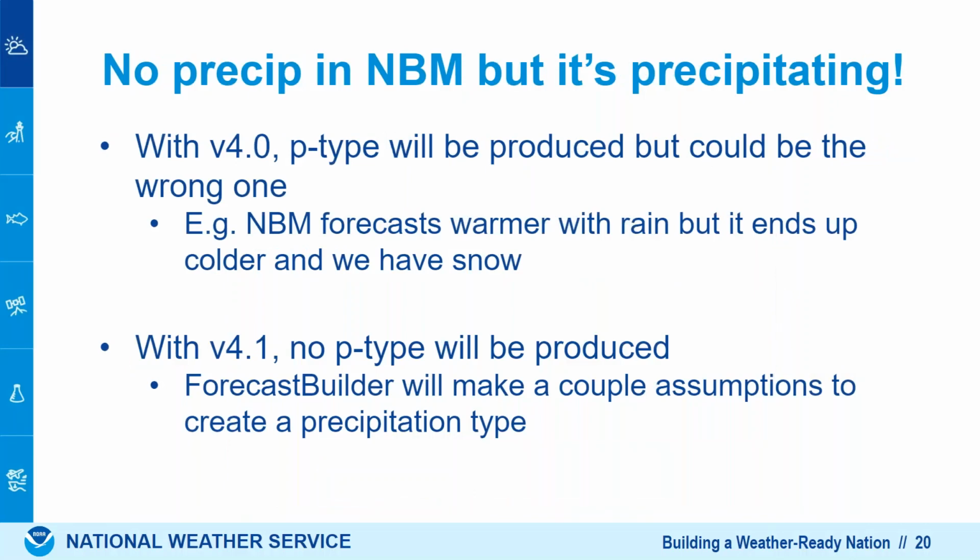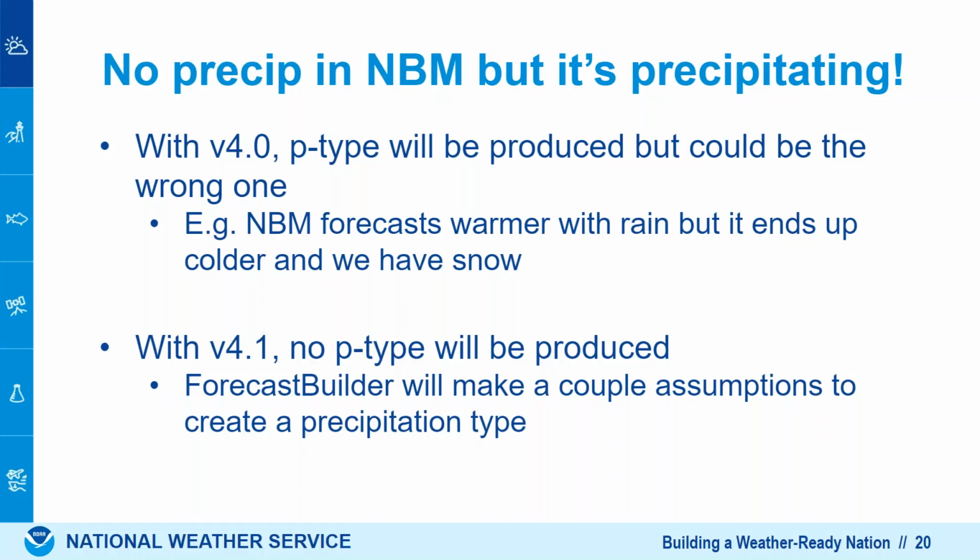Another item here is that this has different issues between 4.0 and 4.1. If the NBM doesn't produce a precipitation type, but it is precipitating, in 4.0 you'll get a p-type produced because it's always producing a p-type no matter what, but it could end up being the wrong one, because the NBM is probably going to lean toward a warmer rain situation, but the actual result ends up being colder, and we have snow, due to wet bulbing effects or whatnot. In 4.1, there will be no p-type produced, since 4.1 is unconditional.